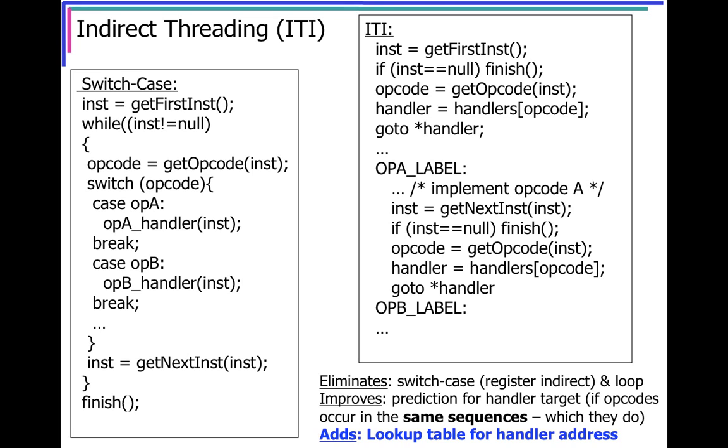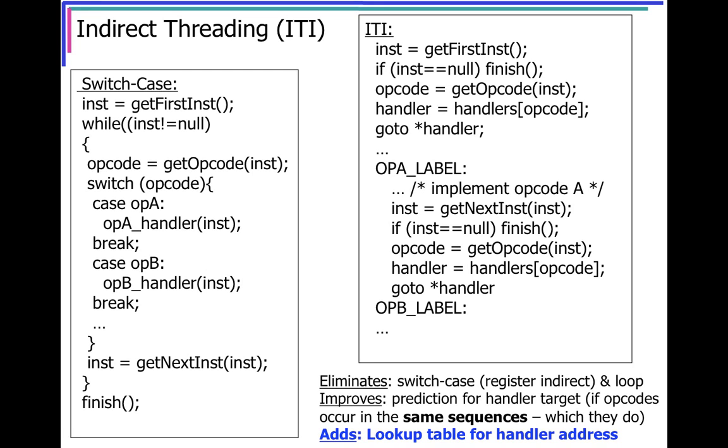And notice for every single operation, we're going to need to duplicate those 5 instructions after each opcode implementation, where we get the next instruction, check whether it's null, get its opcode, use the opcode to index into the handlers table, and jump to the address at that location in the table. All of that is going to be in every single handler now, and that way we can link all of our handlers together, and this is called indirect threading.